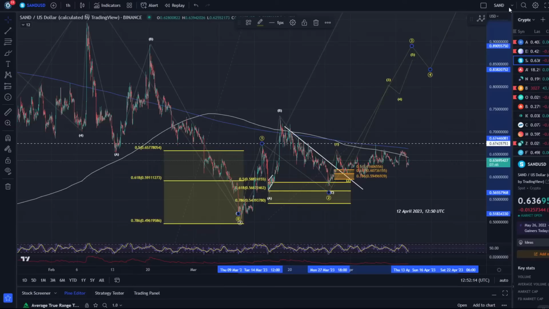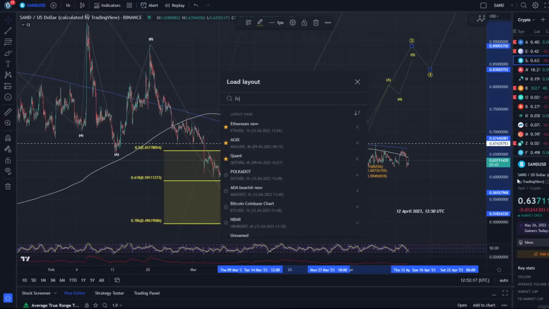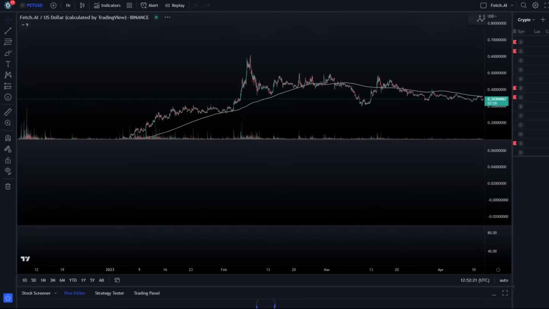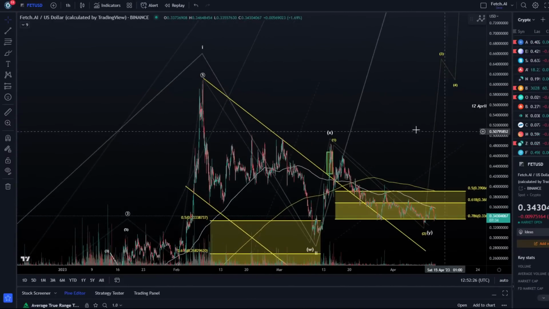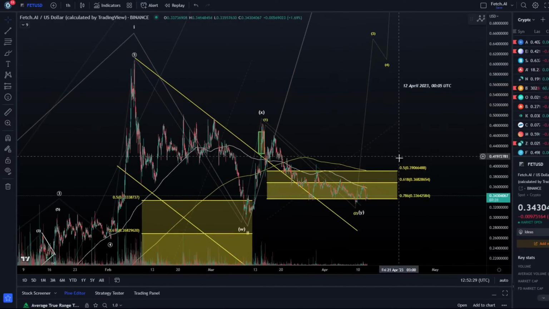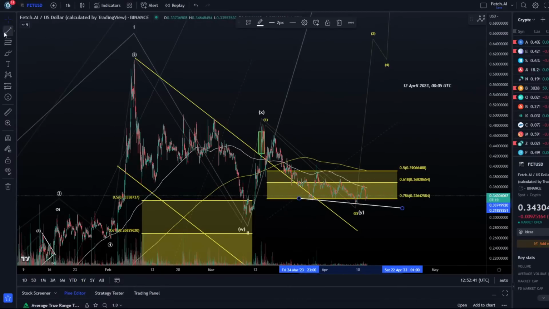So Fetch AI I wanted to look at. I think I made a video yesterday about Fetch. Absolutely no change to yesterday's update. It's holding support for now, but it's not giving me a lot of confidence. Maybe we are going to see some kind of a descending wedge. This would give some confidence because it would suggest a breakout is coming to the upside, but I don't see it yet. The price needs to confirm that.